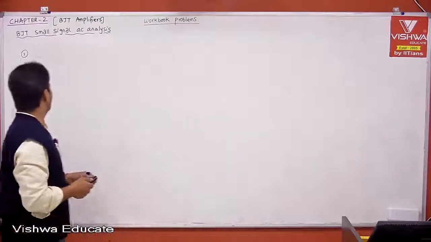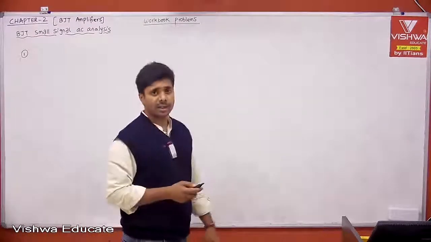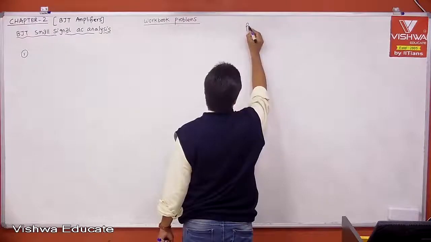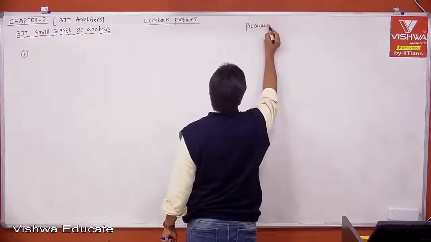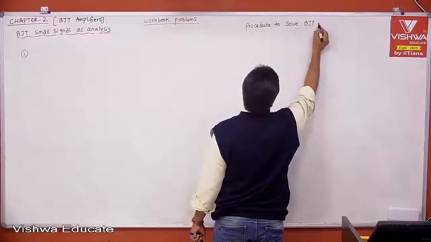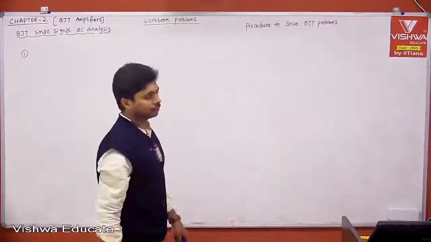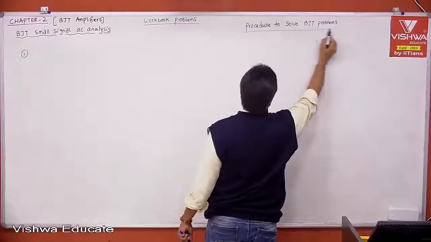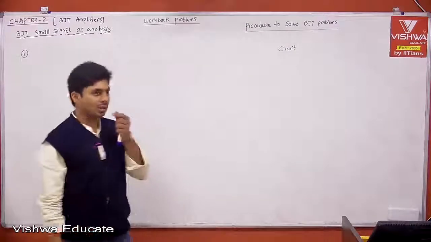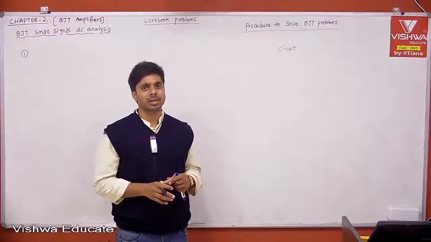Now, before solving the problem, let me give you the procedure. Then let's follow the procedure blindly. The procedure is the procedure to solve BJT problems. The procedure is based on the problem statement. Let us say the circuit is given in the examination. Based on the problem statement, classify the problem into either AC analysis or DC analysis.